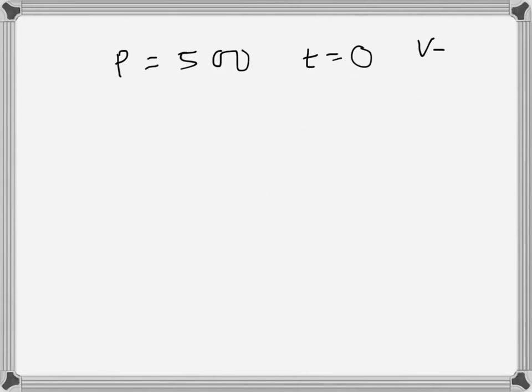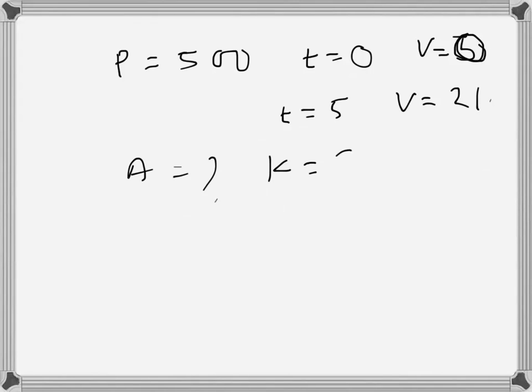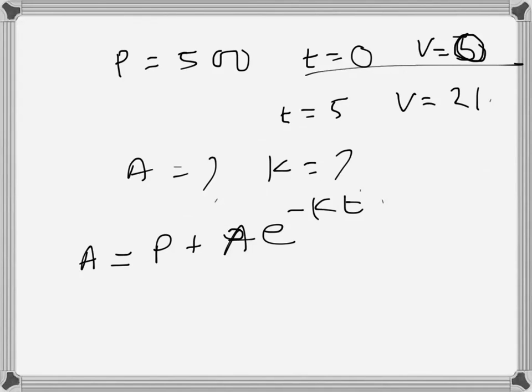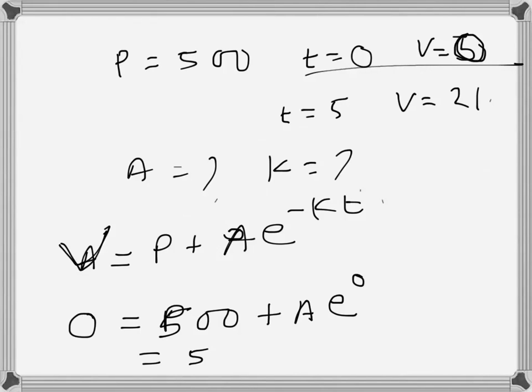So when t is equal to 0, v is equal to 0. And when t is equal to 5, the velocity is 21. We have to find the value of a and k. The solution is p plus a e to the power minus kt. When t is equal to 0, v is equal to 0, and p is 500, that's given. So 0 equals 500 plus a e to the power 0, and that's 1. So 500 plus a is 0, that is, a is equal to negative 500.